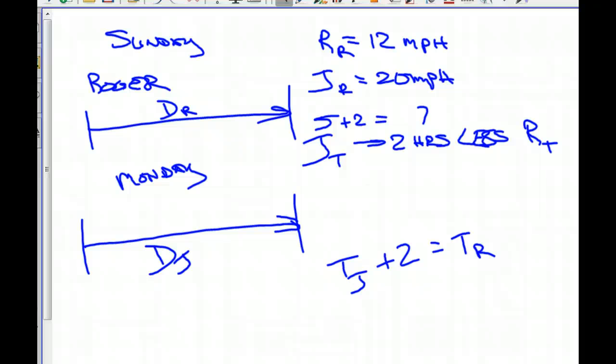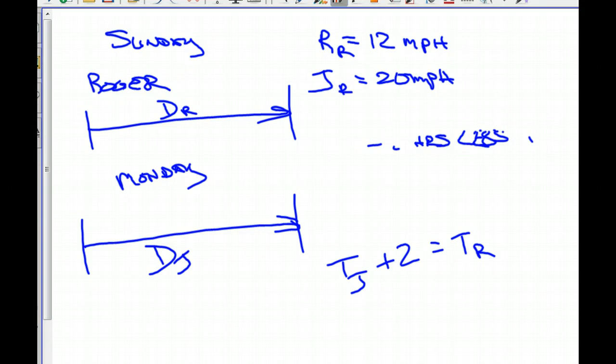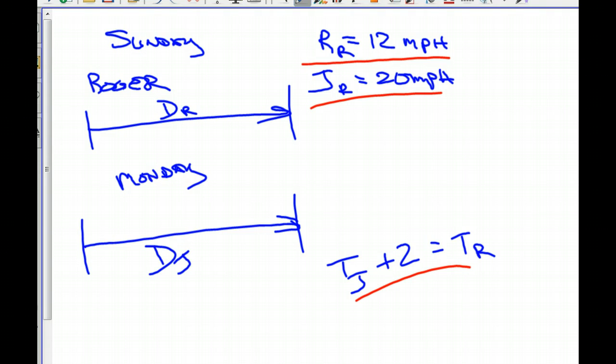All right, so now we've got a whole bunch of information that we have to stick together in order to figure out the answer. We've got this, this, and this. We also know that the distances were the same. So what the question is asking is, how far did they go?